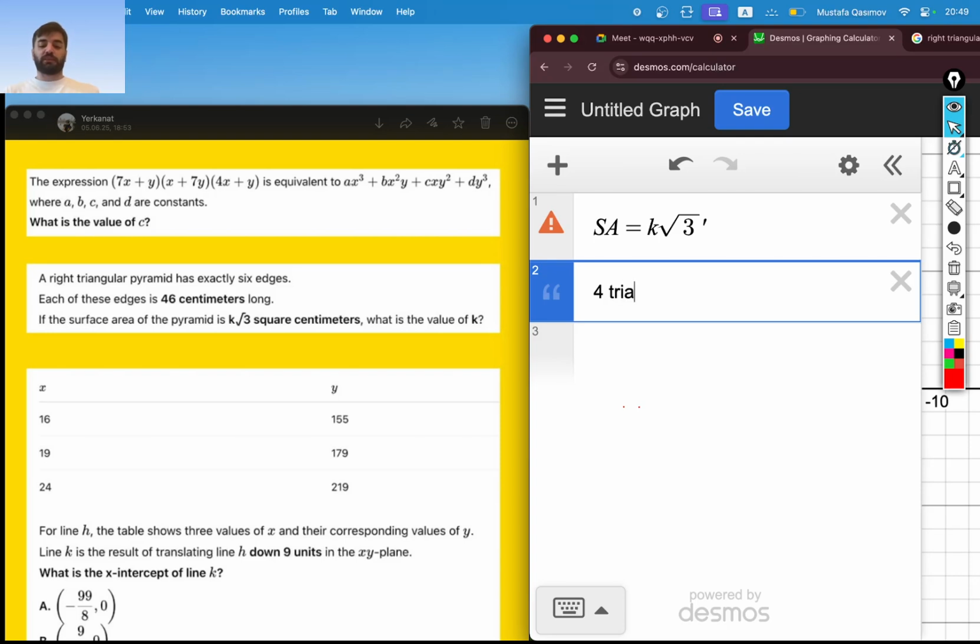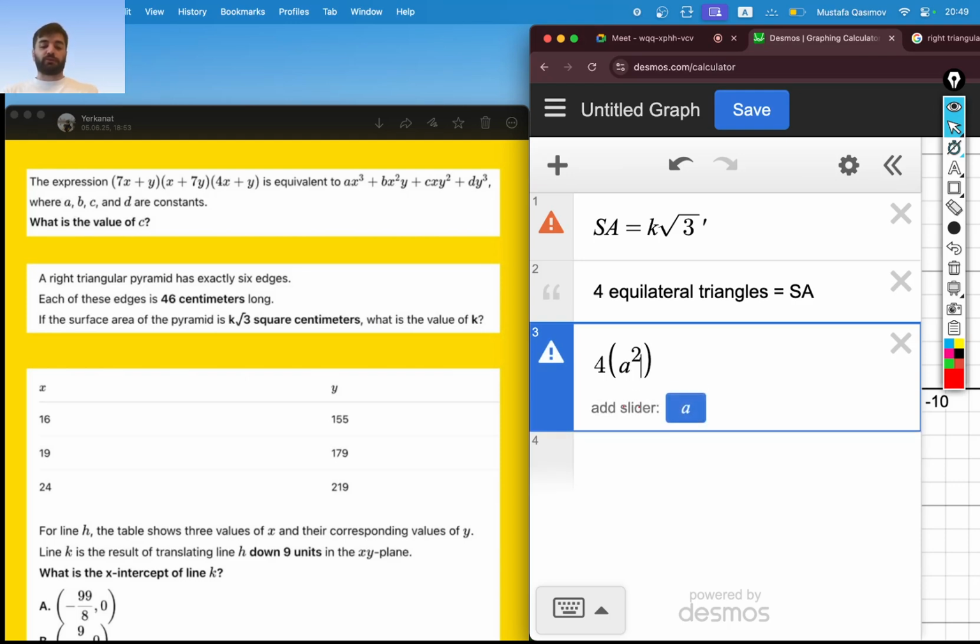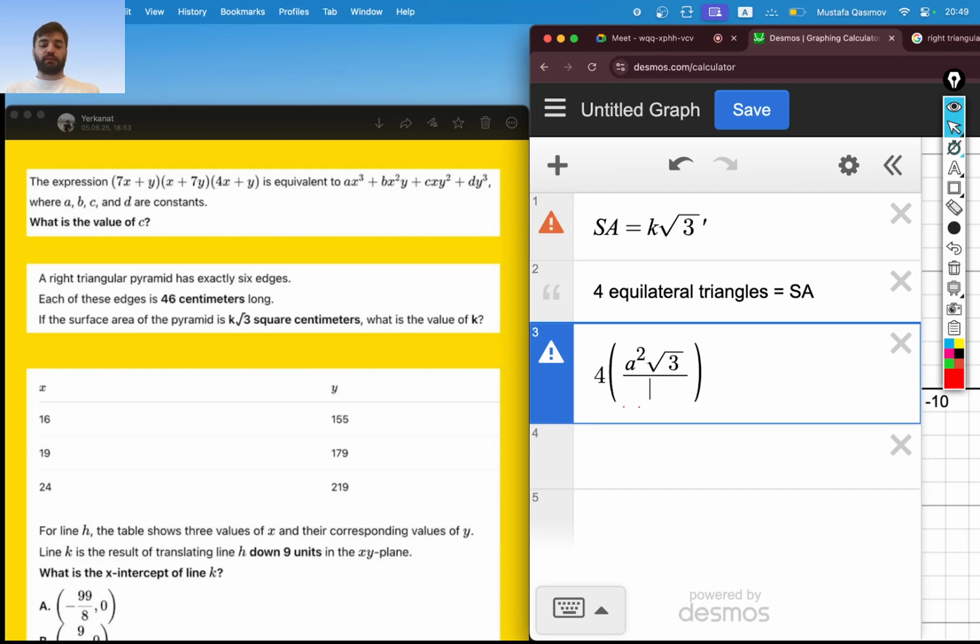Because each of these triangles has an edge, or side, of 46 centimeters, it means that we have four equilateral triangles, and it is equal to k square root of 3. Then we think like this: 4 multiplied by a square root of 3 over 4. This one is the area of one equilateral triangle. This is equal to k square root of 3. Then you have to find the value of k when a is equal to 46.